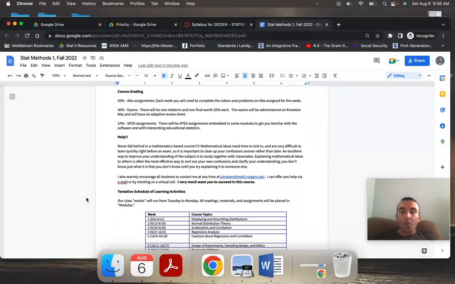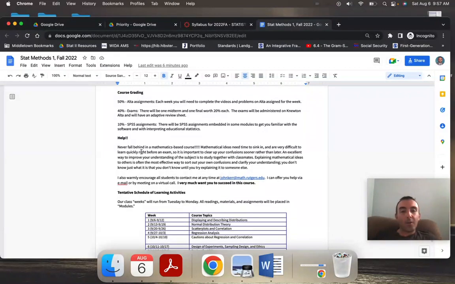Grading is pretty straightforward. These weekly problem sets on Alta will be worth 50% of your grade. And as I mentioned, you really can just get 100 on it if you do all the work and keep trying and stick with it. There will be a midterm and a final worth 20% each. The nice thing is there's something called a review center on Newton Alta. So all the objectives that will be on the midterm and final, you will have an infinite adaptive review sheet that will go with both of these. So you can practice as much as you want or as little as you want for both of these exams, and you'll be completely prepared.